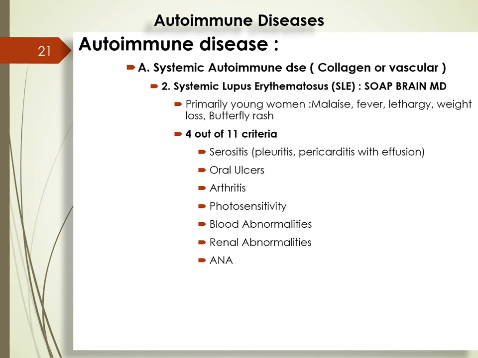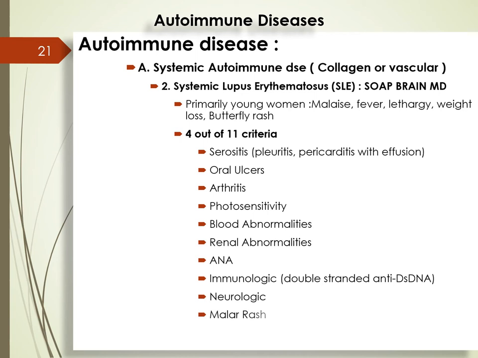And A is the presence of your antinuclear antibodies, and I is your immunologic, your anti-dsDNA or anti-double stranded DNA. And N would be neurologic manifestations, seizures, okay? And M would be malar rash, presence of your butterfly rash in the malar area. And the last one would be D, your discoid rash, okay? But this type of rash is quite evanescent, it is fast to disappear.